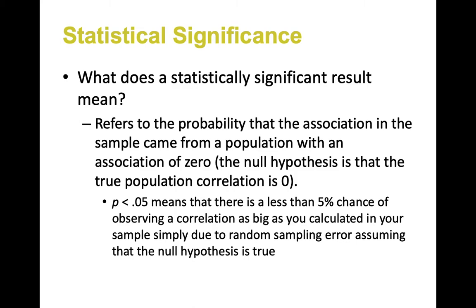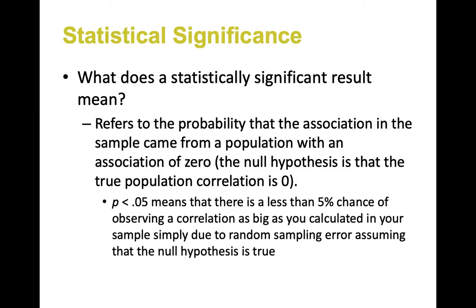Okay, so then what does that mean then? What would it mean to get a statistically significant result? A statistically significant result refers to the probability that the association in the sample came from a population with an association that is also zero. Okay, that's the null hypothesis. The null hypothesis is that the true population correlation is zero. So what we're doing is we're coming up with a probability estimate.